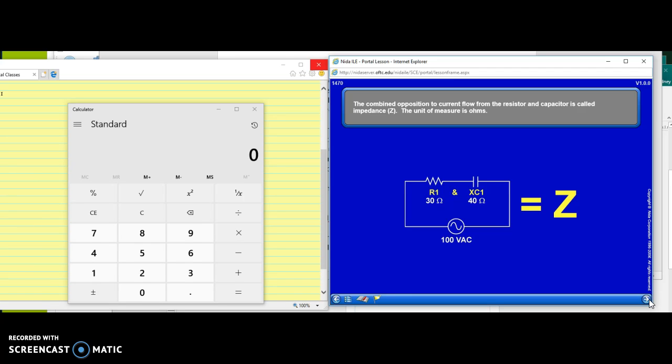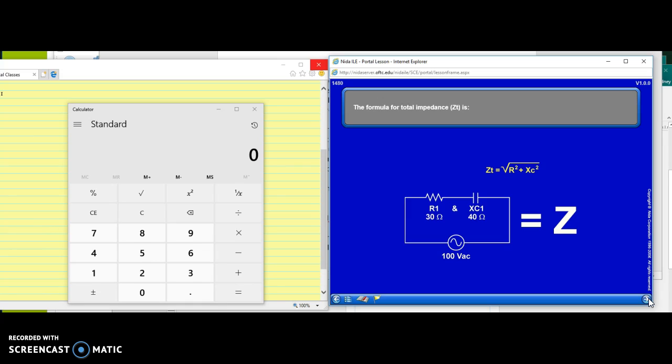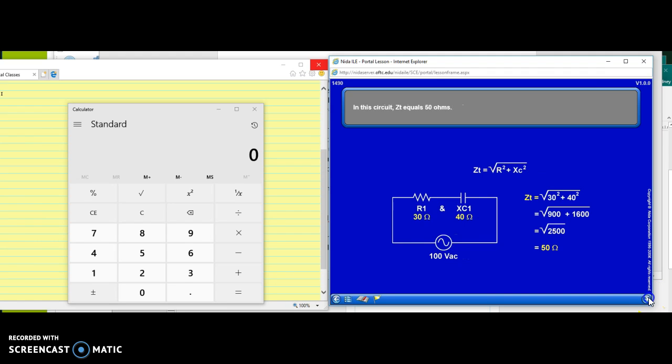Alright, the combined opposition to current flow from the resistor and capacitor is called the impedance, and the unit of measure is ohms. We've learned that before. Here it is again in RC circuits. And here is the formula for total impedance. ZT is equal to the square root of R squared plus XC squared. That value is what gives us the impedance of that circuit. So we've got an example here, and then we'll work some of our own problems.